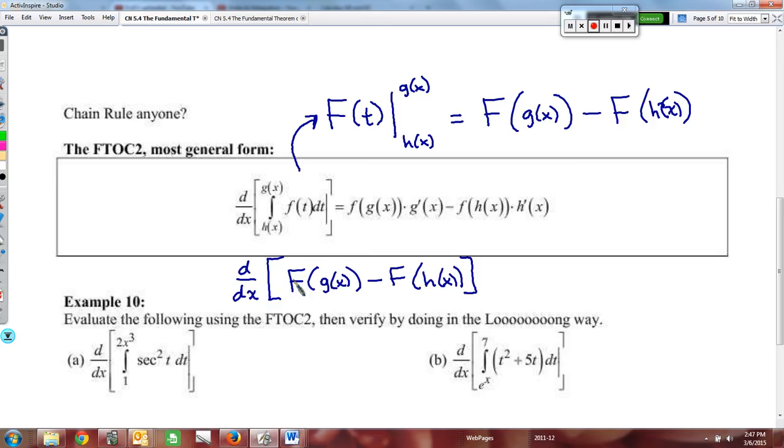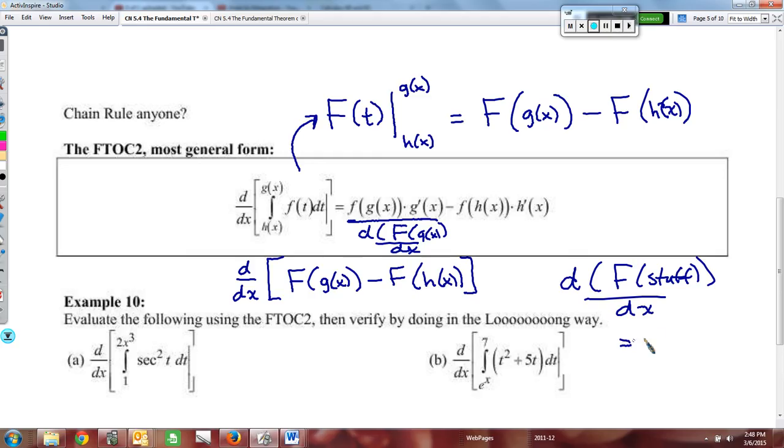The derivative of the outside function, big F, is little f, that's right there, with the stuff inside, times the derivative of the stuff. This is nothing more than chain rule. This is the derivative of F of g of x with respect to x, because the derivative of an antiderivative of stuff, these are my technical terms, with respect to x would equal little f of stuff times the derivative of the stuff with respect to x. That's what we're basically doing.